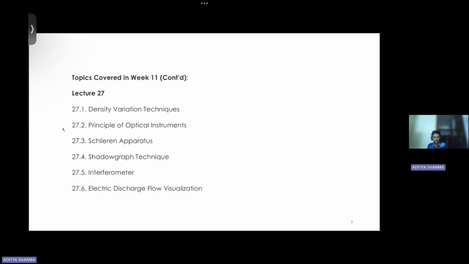One is the Schlieren apparatus. And then there is the shadowgraph technique. And then there is the interferometer. And later, there is also this electric discharge flow visualization. So these four topics have been discussed in detail in the lectures. Later, from the questions based on these topics, we shall discuss these topics.